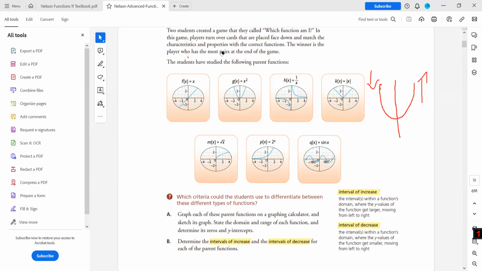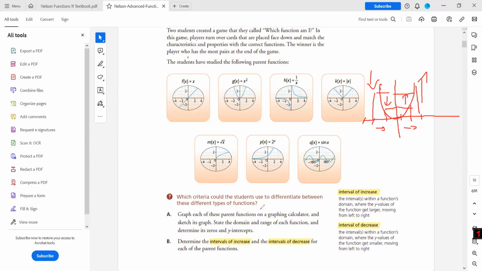Basically, what increasing means. An interval of increase is such an interval within a function domain where the y value of the function gets larger moving from left to right. So as we change x value moving from left to right, you see y value is increasing, which means the function is increasing. On the other hand, we can see that as we move from left to right here, the y values of the function are getting lower, right? That's how we identify intervals of increase and decrease.